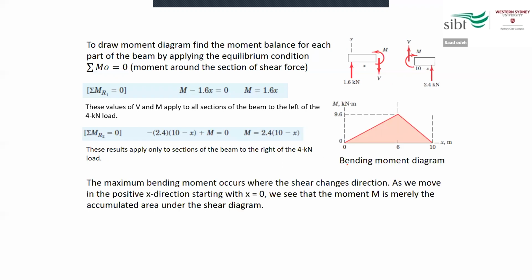Now, I can simply substitute the value of x, any x value, and you will get this shape, which represents the bending moment diagram. If you like, try it here. If you multiply the x value by the distance 6, so 1.6 times 6, you will get the value 9.6, which is the maximum bending moment occurring in this beam at this point.